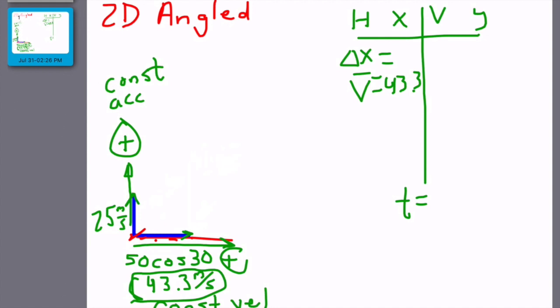So let's go to the vertical. Okay, delta y for the whole trip, and this is really important. I'm going to write down here, whole trip.